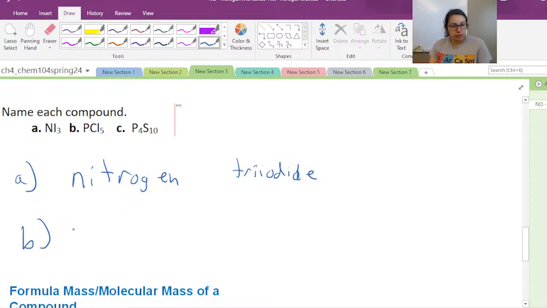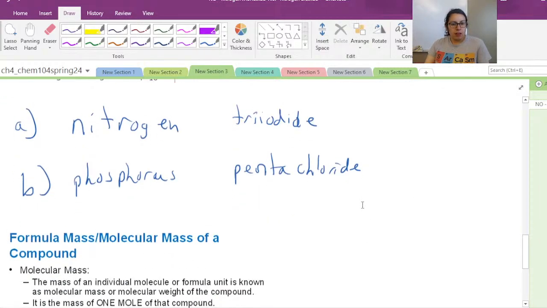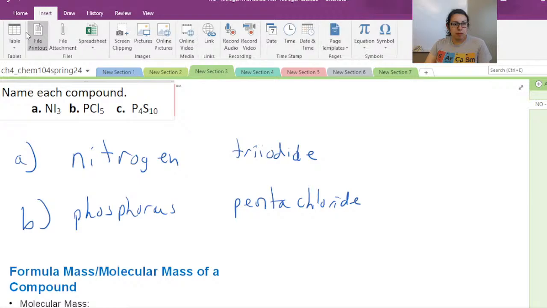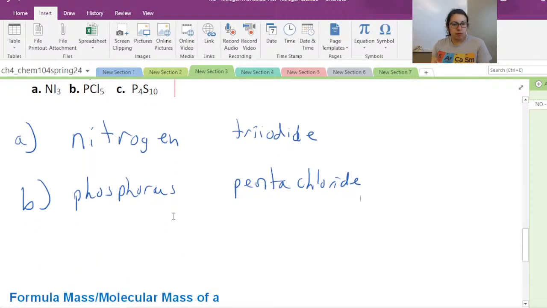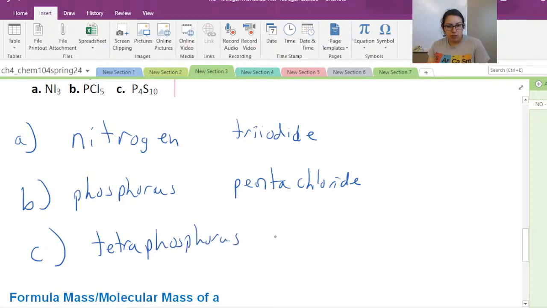Phosphorus pentachloride? Yeah, phosphorus pentachloride. And then the last one, tetraphosphorus and then decasulfide? Excellent, tetraphosphorus decasulfide.